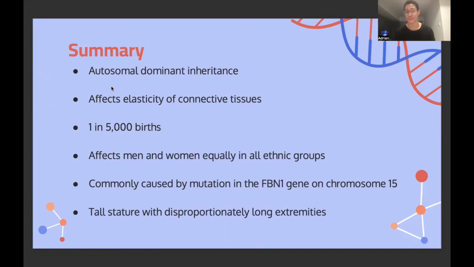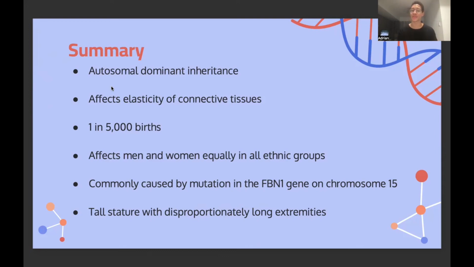Now we're going to move on to the 1 in 5,000 births. This is really self-explanatory. In every 5,000 births, at least one child will have Marfan syndrome, which is really, really sad. It's important to note that it affects both men and women equally in all ethnic groups. So it's not X-linked, it's not Y-linked. It's really important to know that it's autosomal dominant inheritance. It affects men and women equally in all ethnic groups.